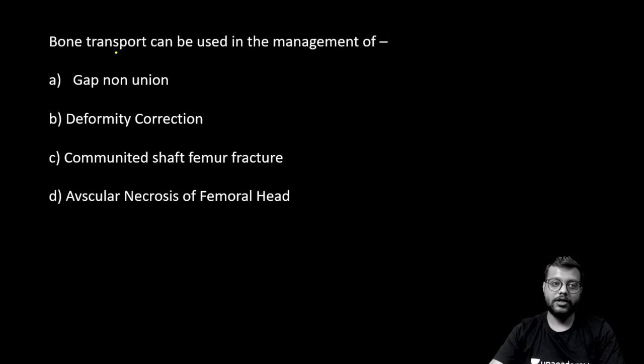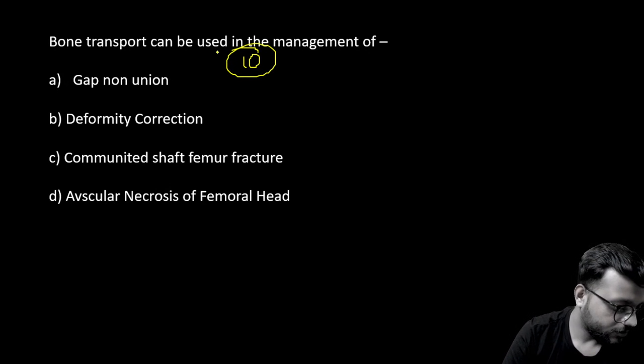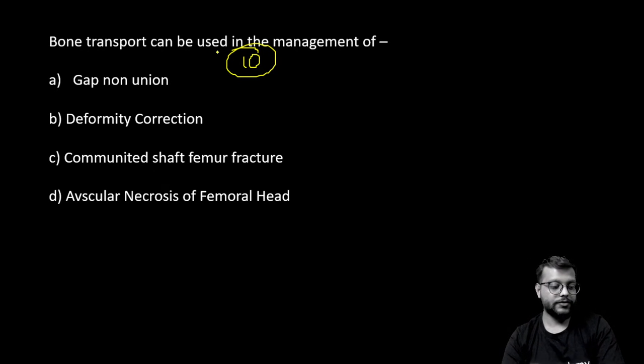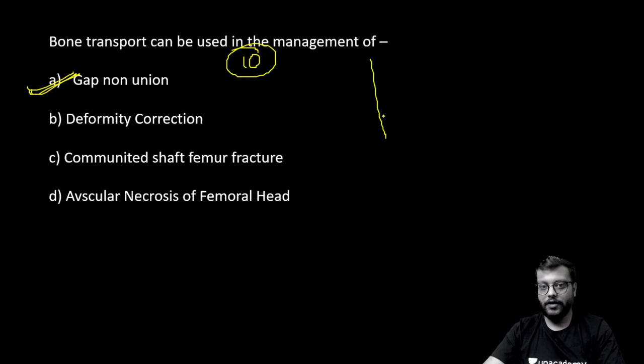Now the next question is, bone transport can be used in the management of, here are your 10 seconds. So the answer for this question will be gap non-union, okay. So what is gap non-union? Gap non-union is if there is a fracture between the bone, and there is also a gap after many months of the treatment. So this is called as gap non-union.